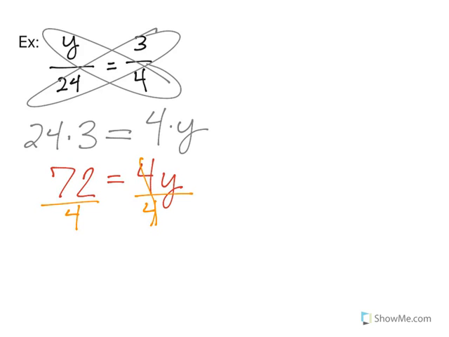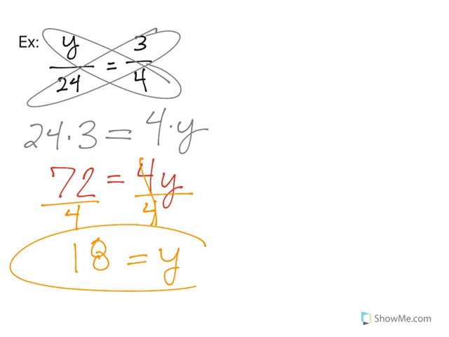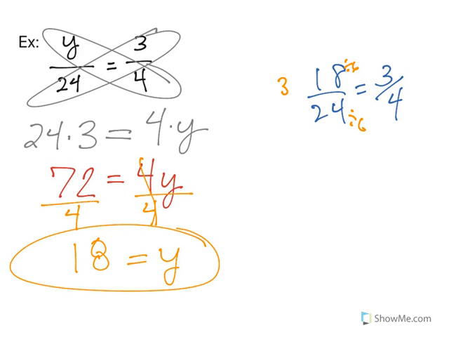4 divided by 4 is 1. So 1y equals 18. And it could be good practice to check that. 18 over 24 equals 3 over 4. Well, I know 3/4 doesn't reduce, but 18 and 24 are both reducible by 6. 18 divided by 6 is 3, 24 divided by 6 is 4. So it does reduce to the same fraction. And that is your introduction to solving proportions.